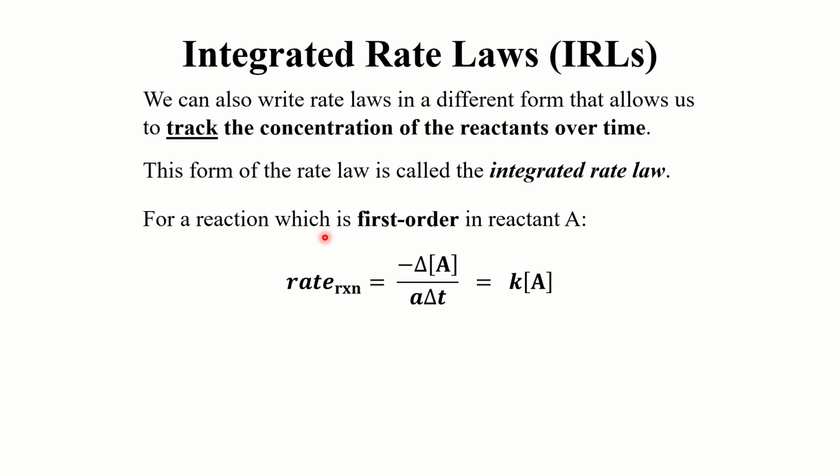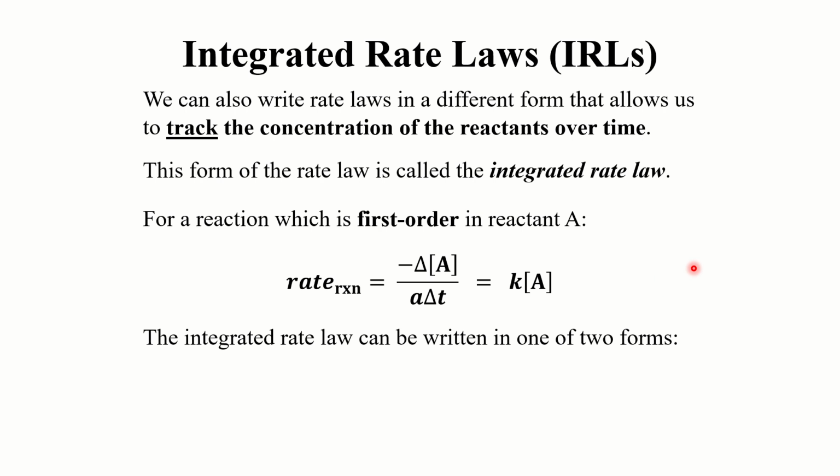So for a reaction which is first order in reactant A, we can say that rate of reaction equals negative delta concentration of A over a times delta t. And here, remember, the little a would be the coefficient on A in the balanced chemical equation. Or for the rate law, we can say rate of reaction equals k times [A]. And since A is first order, there's an unwritten 1 in that exponent right here.